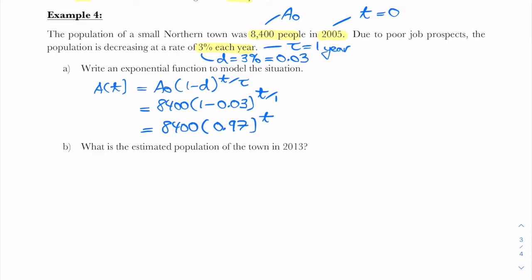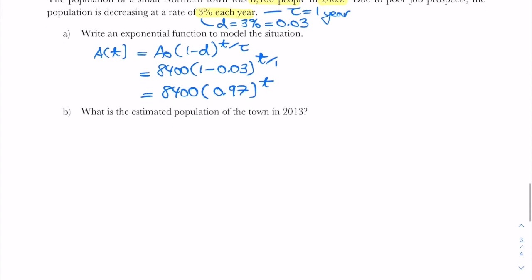Okay, there you go. So with that being said, we want to determine the population in the year 2013. So this is important now. You don't just simply substitute 2013 in the equation. 2013 has occurred 8 years after 2005. So we're going to plug in t equals 8 years. This is what I meant by starting the stopwatch in the year 2005. So we plug in 8 for t.